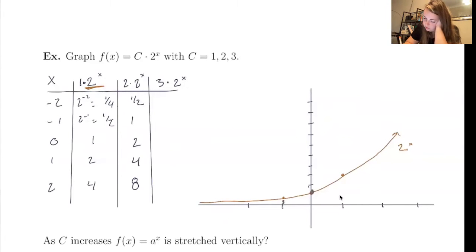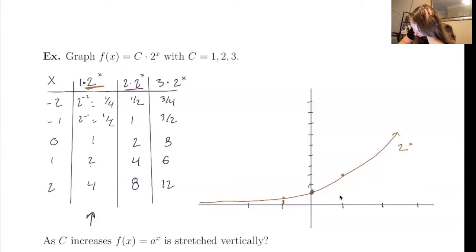3 times 2 to the x. So I know it's going to be 3 times, right? Because the 2 to the x is like this column right here. This is 2 to the x. So then I'm just multiplying everything that's in this second column by 3. So 2 times 3 is 6. 4 times 3 is 12. 1/2 times 3 is 3/2. And 3/4. Okay. So let's graph this first one, 2 to the x.